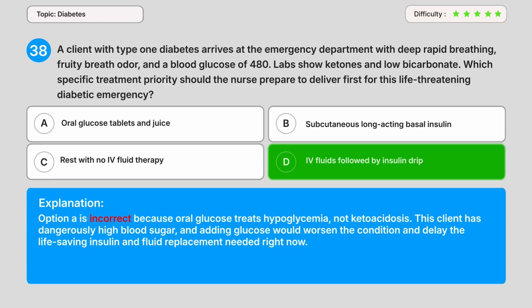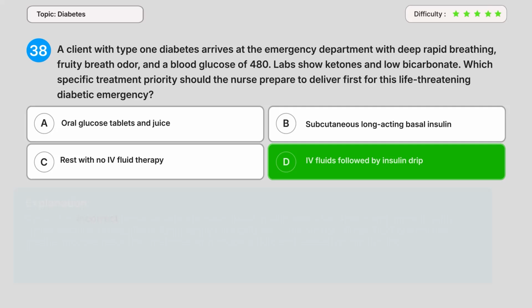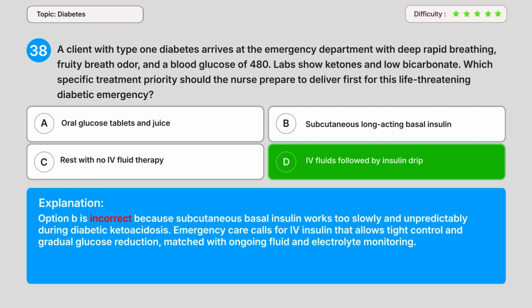Option A is incorrect because oral glucose treats hypoglycemia, not ketoacidosis. This client has dangerously high blood sugar, and adding glucose would worsen the condition and delay the life-saving insulin and fluid replacement needed right now. Option B is incorrect because subcutaneous basal insulin works too slowly and unpredictably during diabetic ketoacidosis. Emergency care calls for IV insulin that allows tight control and gradual glucose reduction, matched with ongoing fluid and electrolyte monitoring.